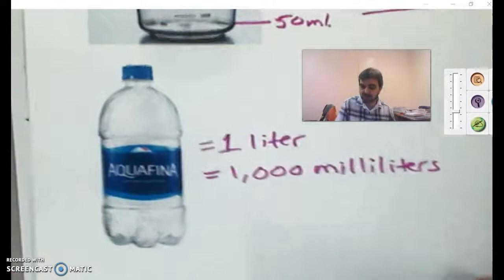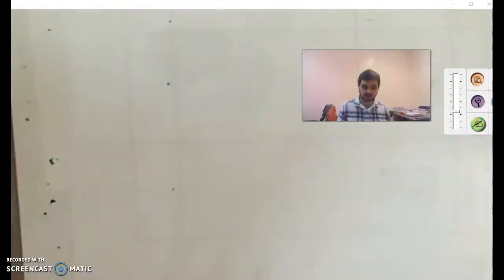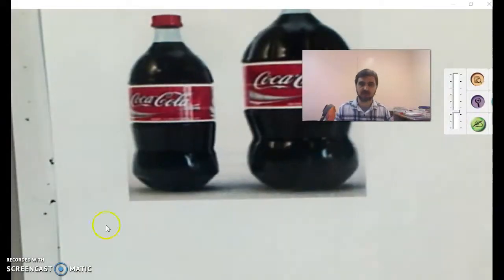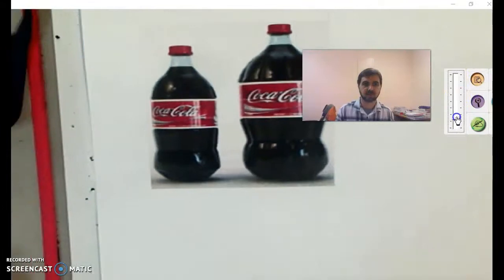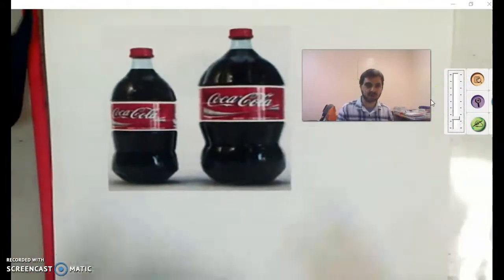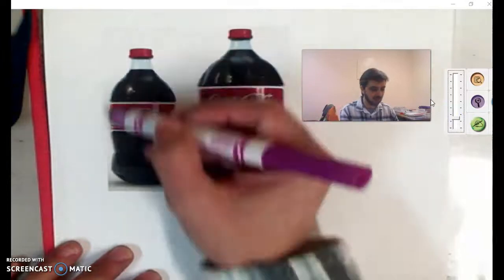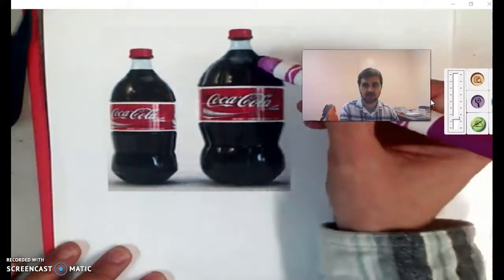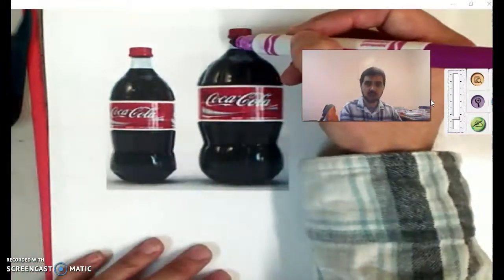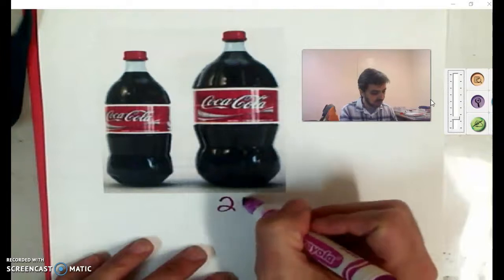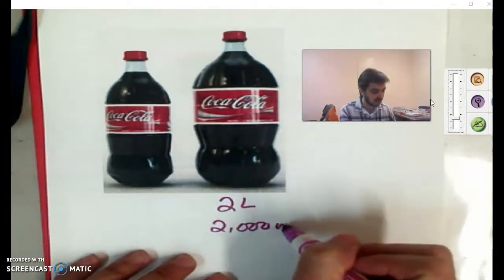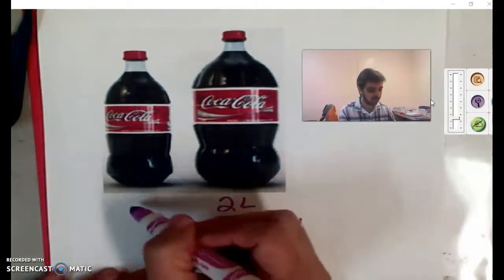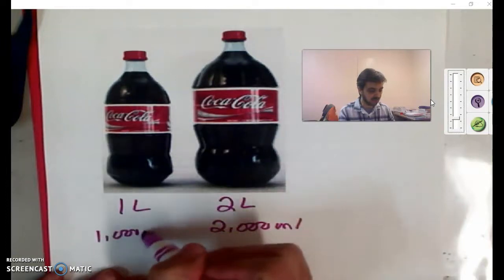And just to give you one more sense of that, let me zoom out a little bit here. There we go. So this is a 1 liter bottle of Coca-Cola, just like the water bottle, and this is 2 liters, okay, which is much wider and a little bit taller. So this is 2 liters or 2,000 milliliters. All right, so again, milliliters are really small and liters are a lot bigger. This is 1 liter or 1,000 milliliters.